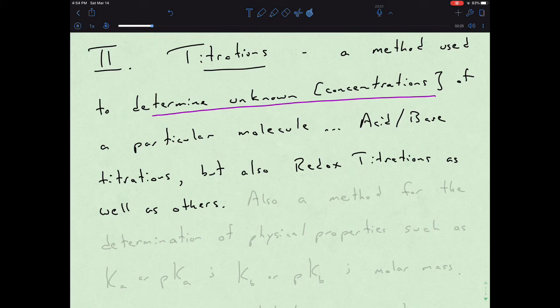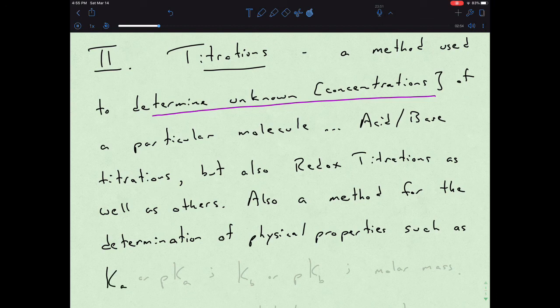Also, this is also a method for the determination of certain physical properties such as Ka or pKa, Kb or pKb, or even molar mass.